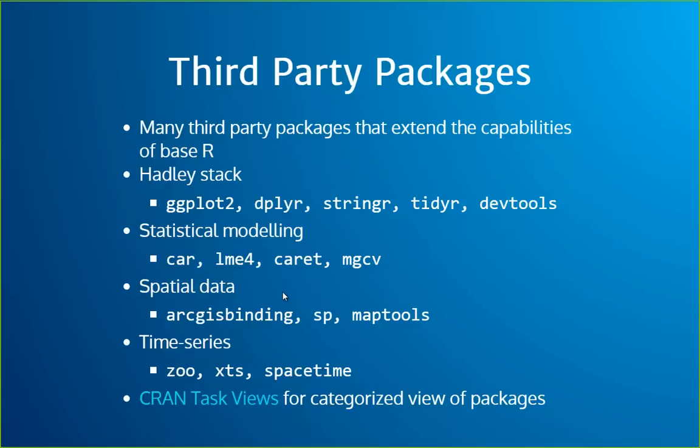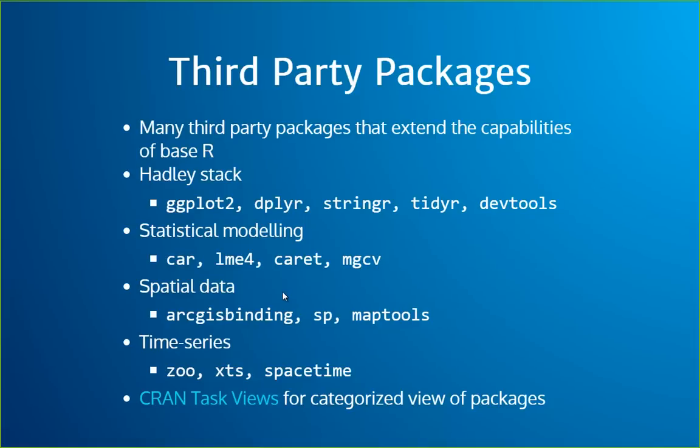If you're working with spatial data, you can use the R-ArcGIS binding package, which is what we'll touch on later in the tutorial. The sp package is basically the standard data model for spatial data in R. And the ArcGIS binding can interface directly and save objects to sp objects. So it's very easy to work with both formats, and maptools as well. Lastly, for time series, you can work with zoo, xts, and spacetime. There are really so many different packages.